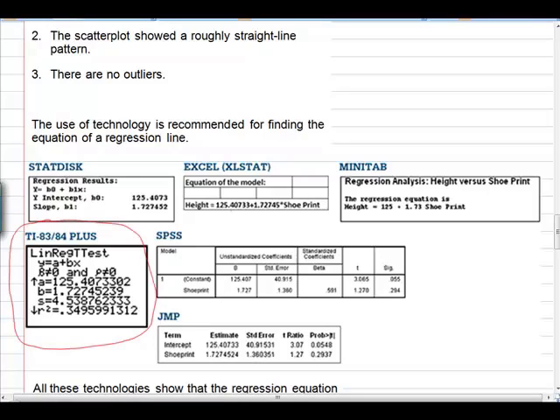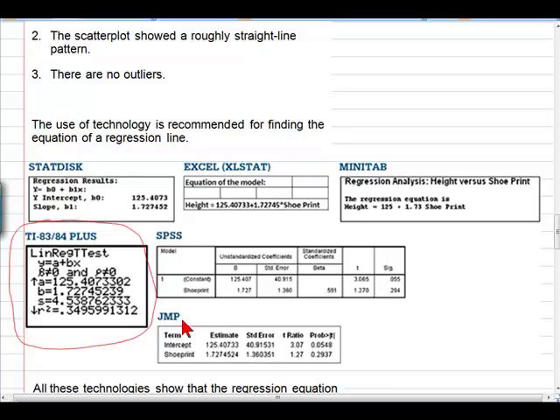If you're familiar with Excel, you can use the linear regression equation model in Excel to come up with a linear regression equation. Minitab, SPSS, StatDisk and JMP are also other statistical software packages that you may see, especially if you go to Baylor.